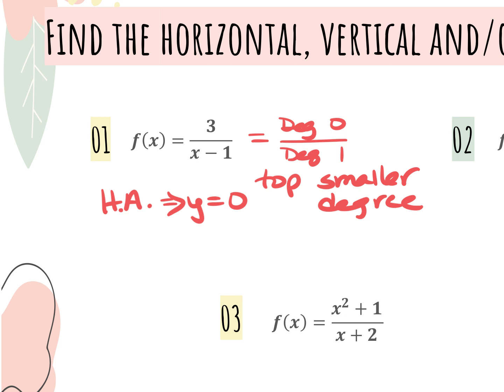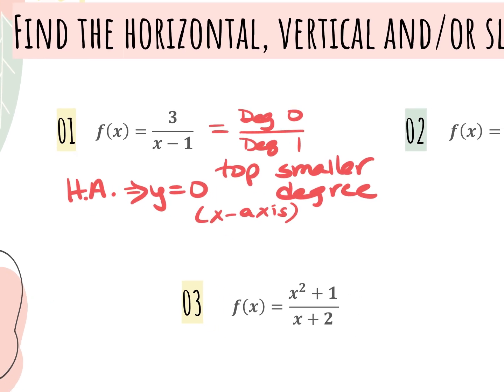So when the top is smaller, the horizontal asymptote you're going to memorize is y equals 0. It's actually going to be the x-axis. Let's go to number 2. Let's do the horizontals, all 3 horizontals first. Then I'm going to go back and do the vertical.